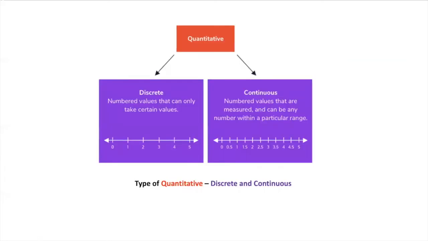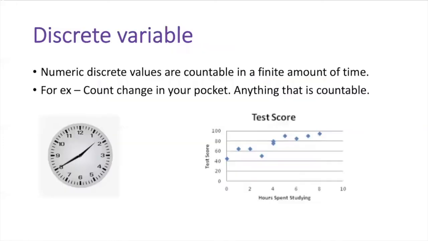Now, what are quantitative variables? Quantitative variables can also be further broken down into discrete and continuous values. A numerical discrete variable is countable in a finite amount of time. For example, you can count the change in your pocket and anything that is countable. Basically, we can count any such variable in a finite amount of time. Like in this, we can count the test score according to the hours, but it is countable. This is an example of a discrete variable.